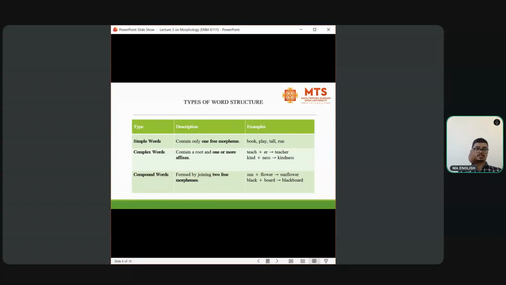So next is compound words. That is the forming of new words by joining two or more free morphemes. Examples are given here for two free morphemes, like sun plus flower. When you combine sun plus flower, you get sunflower. Like black plus board, blackboard. So two bases are combined, it can be more also, it can be two. Two bases are combined to generate new words.